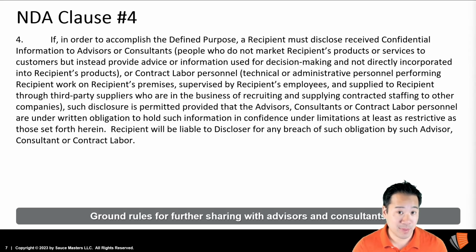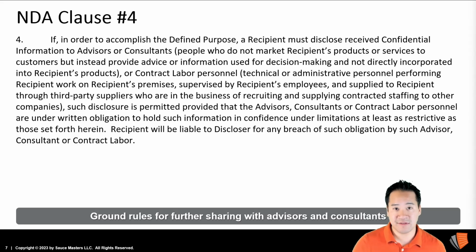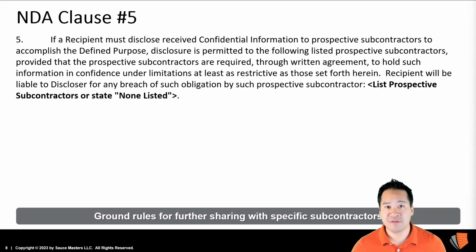and again, only for that purpose. NDA Clause 5 is very similar, but instead of just your, let's call it, trusted advisors, right? Your CPA, your tax professional, your attorney, your business advisor, that is all kind of covered in the previous clause. Clause number 5 goes a little bit further away from the vest. This talks about subcontractors. So let's say you've got a proprietary design, and you're going to have to give it to a subcontractor so that they can make it for you.